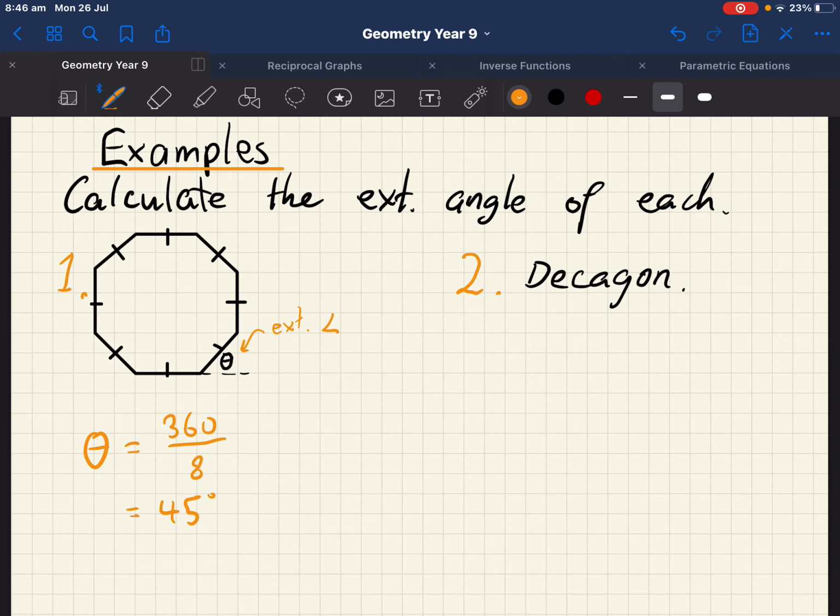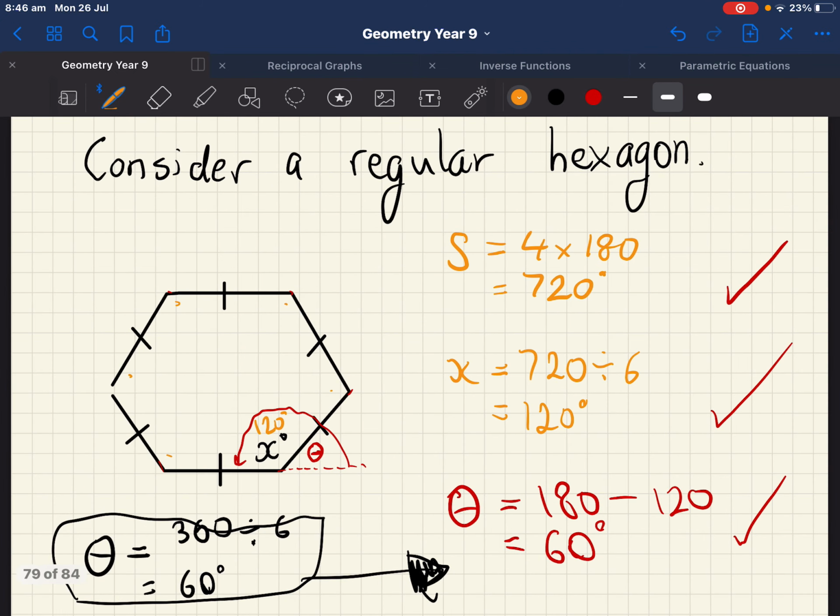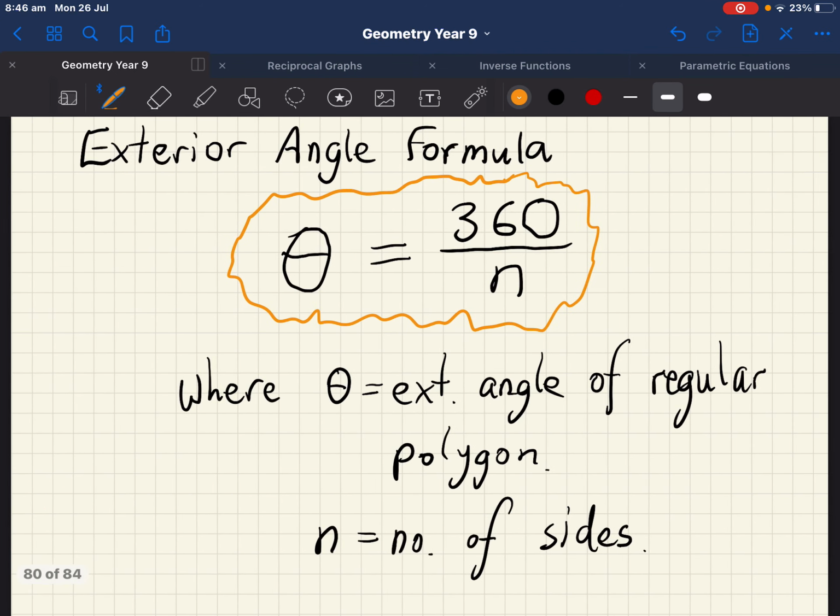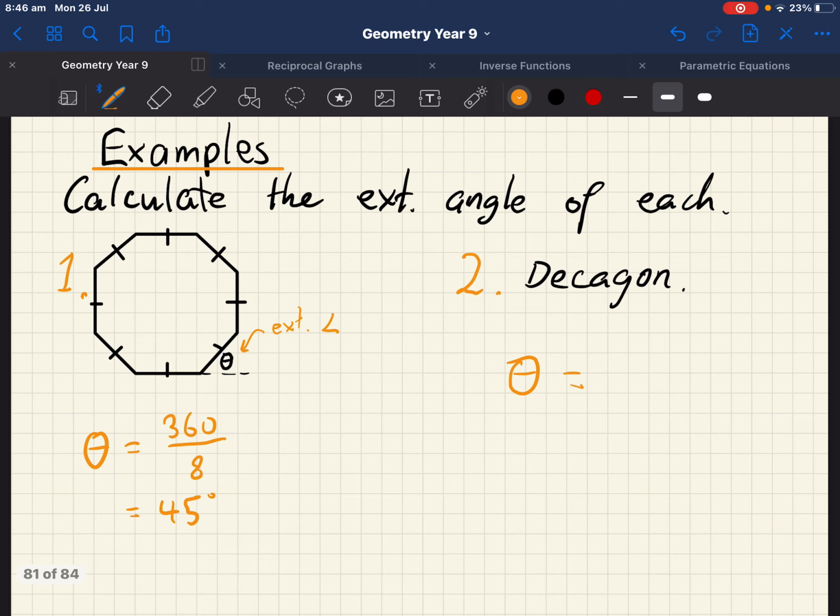This second one's meant to be a regular decagon. I just wrote decagon, but it's a regular one. If you want to find the exterior angle, again, forget finding the angle sum, the internal angle, and then the exterior angle. We just go straight to it. The exterior angle will be 360 divided by the number of sides. It's a decagon. No points for guessing. It's got 10 sides. Typing that into your calculator or using your head, whatever, you get the size of the exterior angle of the decagon, 36 degrees.